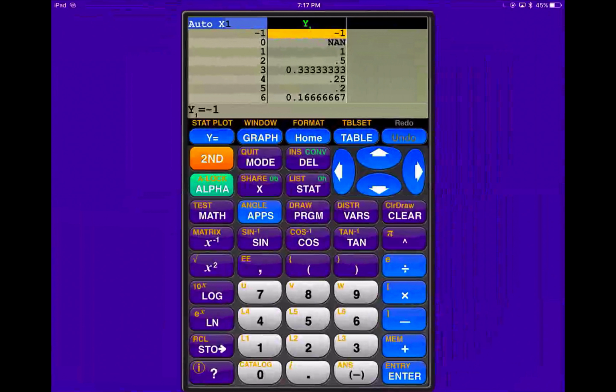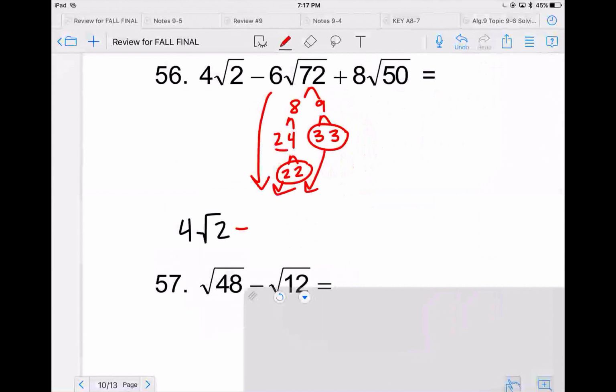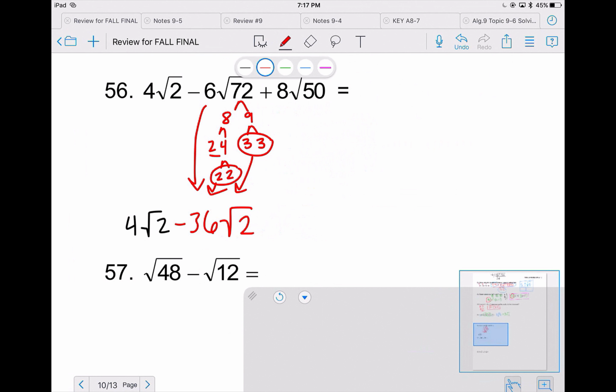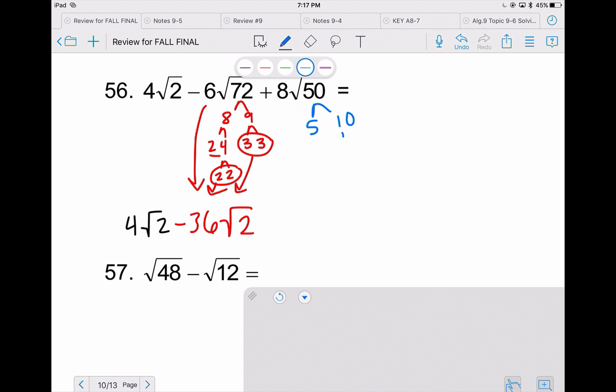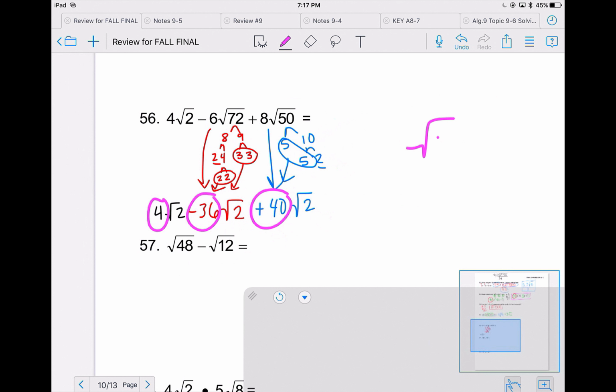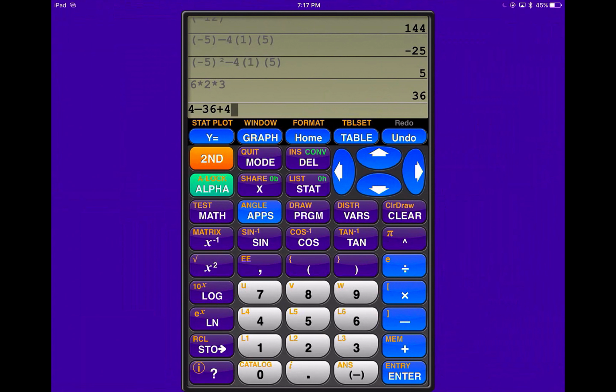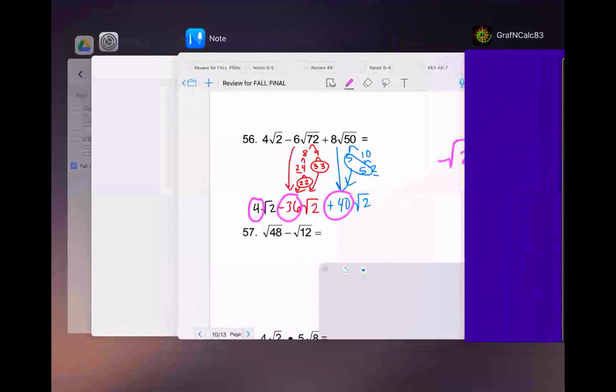So I have 6 times 2 times 3, which is 36, and it was a minus, so negative 36 square roots of 2. Square root of 50, I have 5 and 10. 10 breaks down into 5 and 2. So there was already an 8 there. I'm also taking out a 5. 8 times 5 is 40. There's a square root of 2 left. In my calculator, I now have square roots of 2, so I can add the numbers in front, leave the square root of 2 as is. So 4 minus 36 plus 40 for a total of 8 square roots of 2.